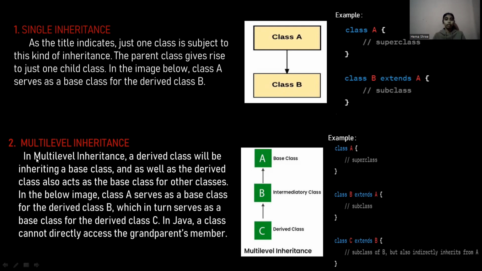Multi-level inheritance. In multi-level inheritance, a derived class inherits a base class, and the derived class also acts as the base class for other classes. In the example in the image below, class A serves as the base class for derived class B, which in turn serves as a base class for derived class C. In Java, a class cannot directly access the grandparent's members. Class A is a base class, B is an intermediate class, and class C is a derived class.